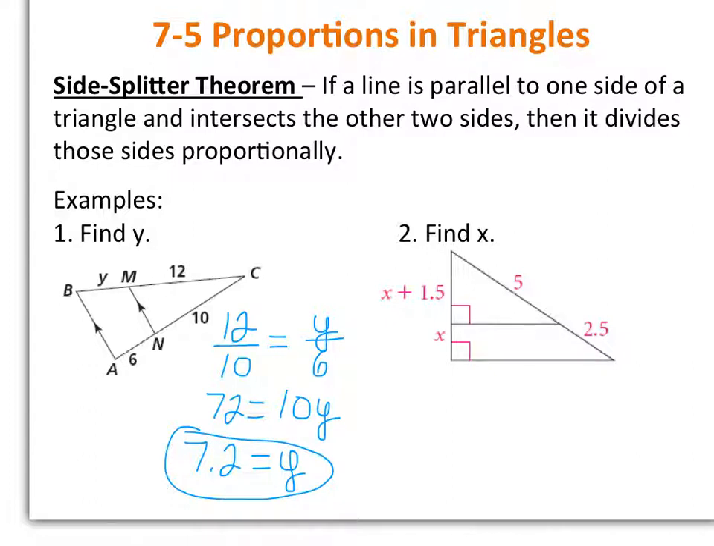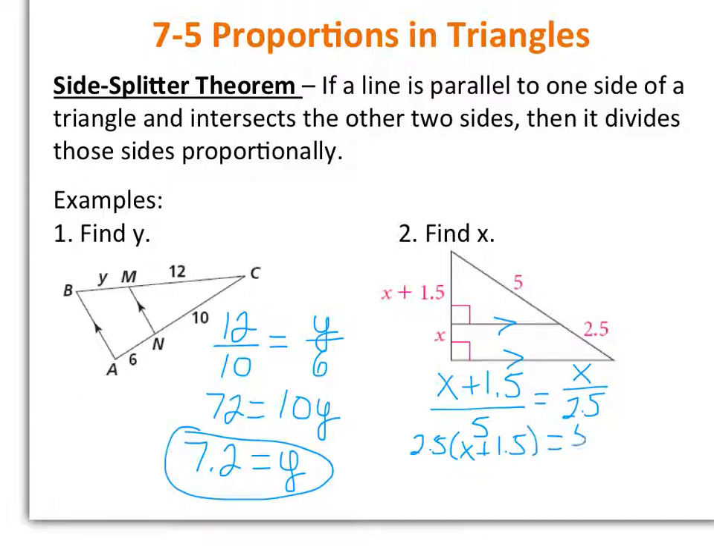Same idea, number 2. If we have right angles in both of our triangles, then we know our lines are parallel. We have congruent corresponding angles. So I can set a proportion to solve. I can say that x plus 1.5 is to 5 as x is to 2.5. Then taking the cross product, so 2.5 times x plus 1.5 equals 5x.